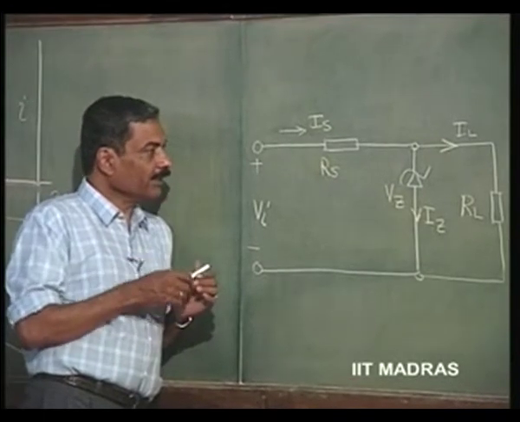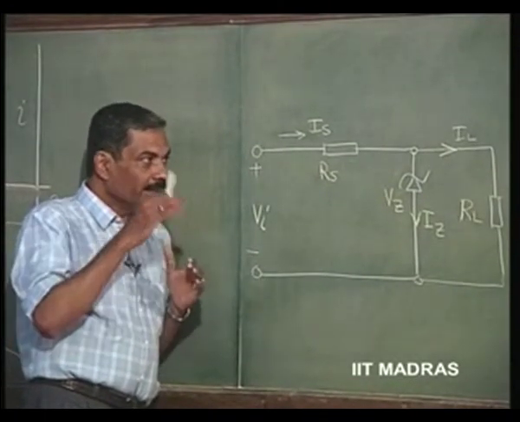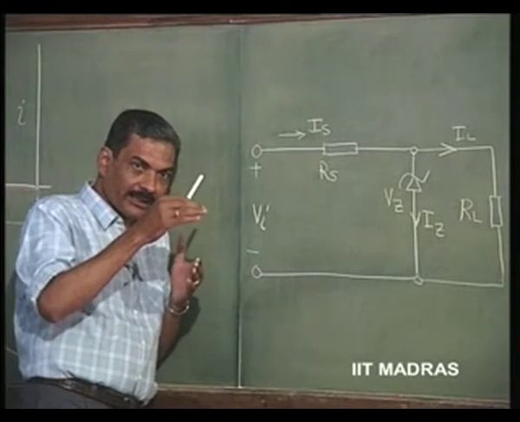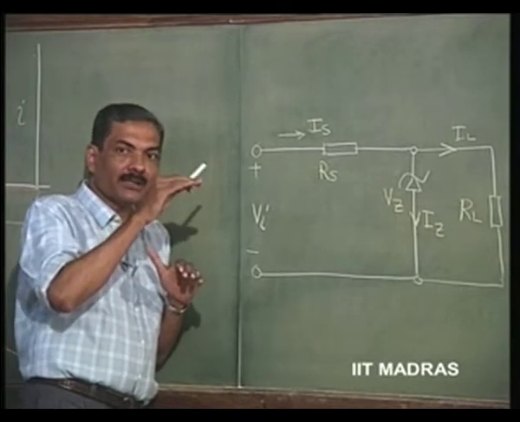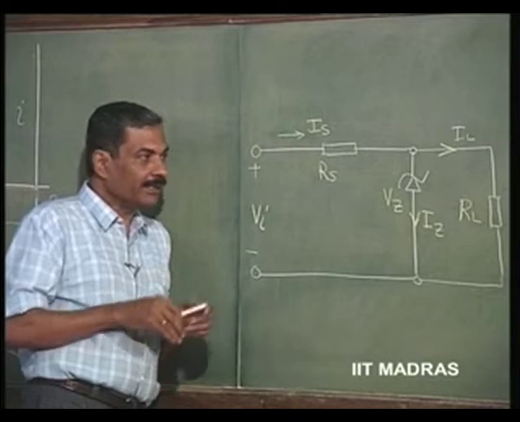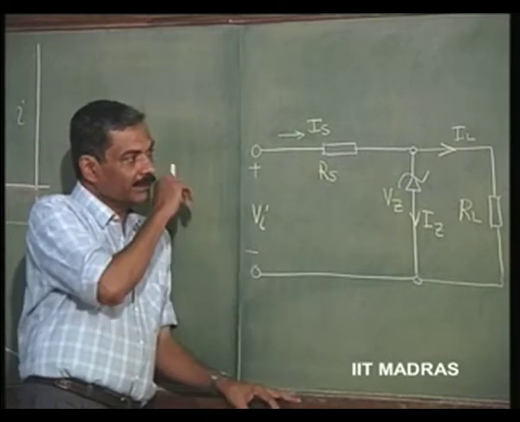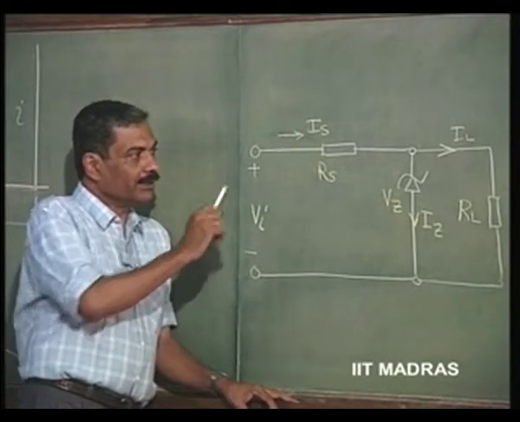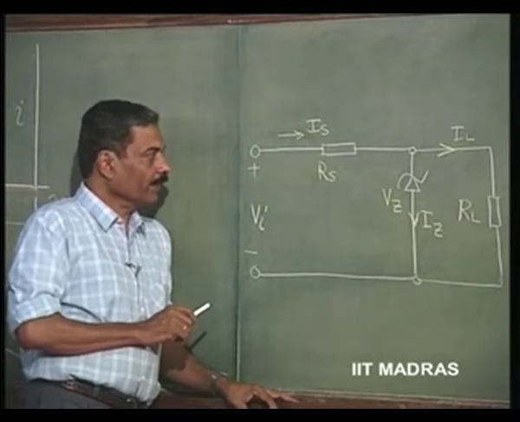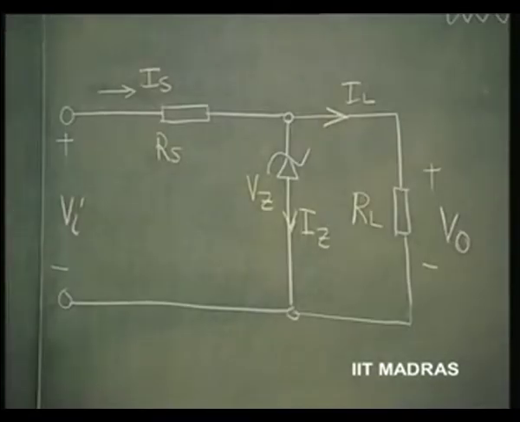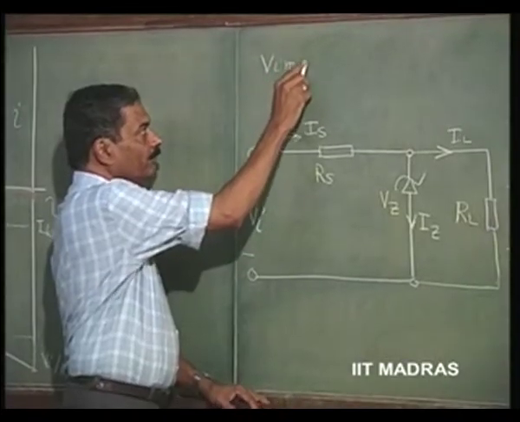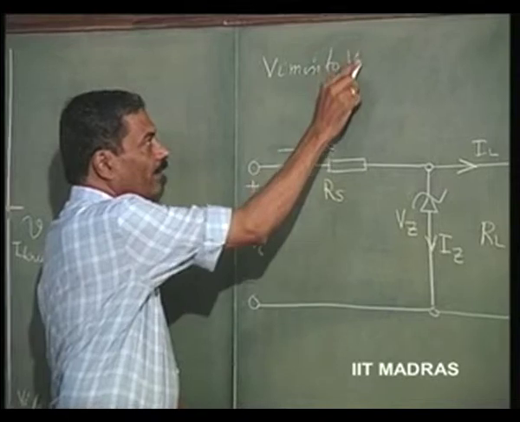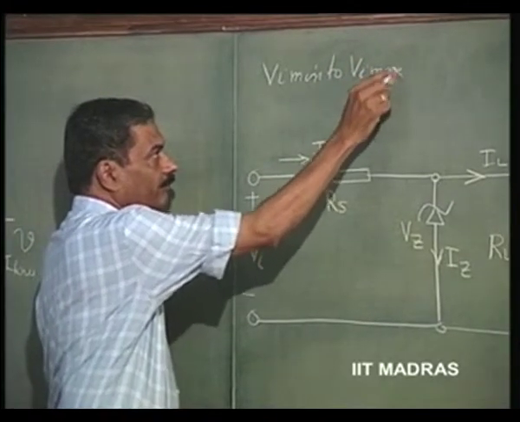Now, such a regulator is required when the output DC is required to be regulated, that means it should remain constant at a given value with very little variation. One way of achieving such a thing is using this Zener regulator. So, this unregulated voltage V I is called unregulated DC. What does it mean? It is permitted to vary from V I minimum to V I maximum.